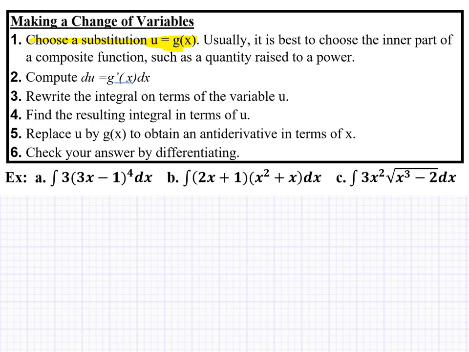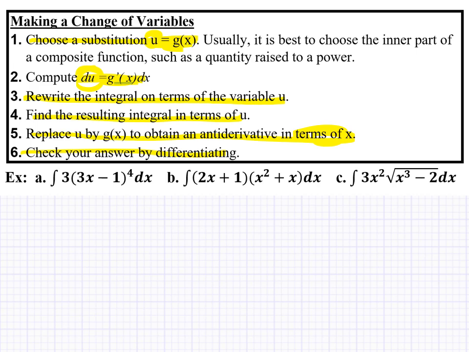Once you do that, you're going to compute what du is, which is the derivative of this function. Now you have your g and your g prime, or we can say your u and your du. We'll rewrite the integral in terms of u. Now we're going to actually find the results of that integral. Okay, so do the integration, which should be very simple. Most of the times right now it's going to be a power rule. Replace u with your g of x function, so now you're back to x. And you can always check your answer by taking the derivative.